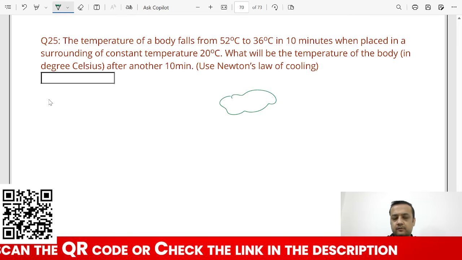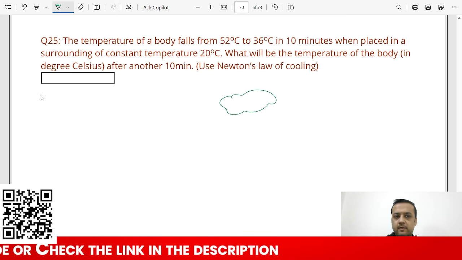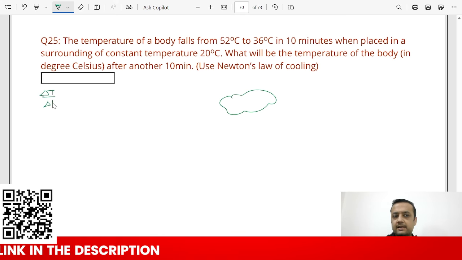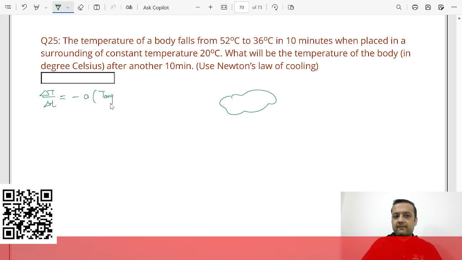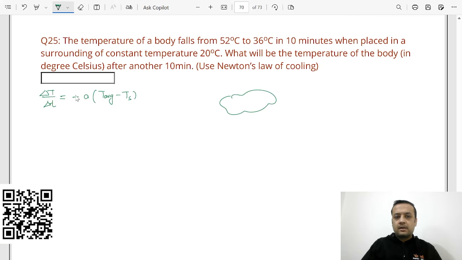I will use the average form of Newton's law of cooling, which says delta T by delta t is equal to minus cooling constant into T average minus T surrounding. So temperature falls from 52 till 36. That means the loss in temperature is 36 minus 52, divided by time, which is 10 minutes. I will keep this in minutes itself. That will be minus cooling constant.